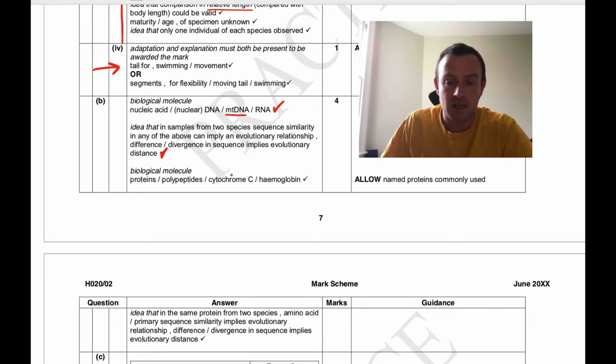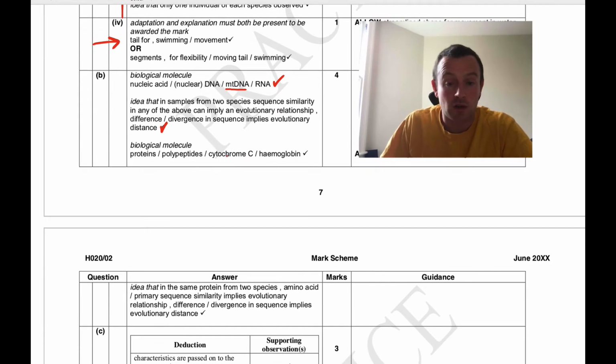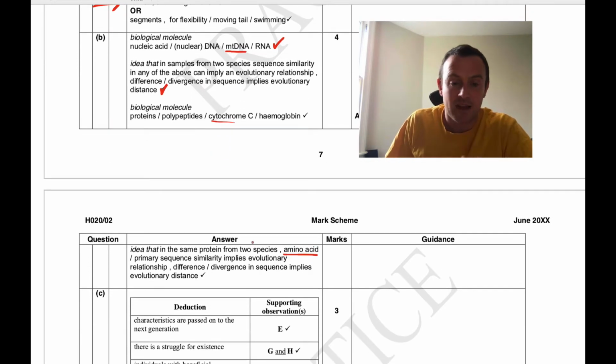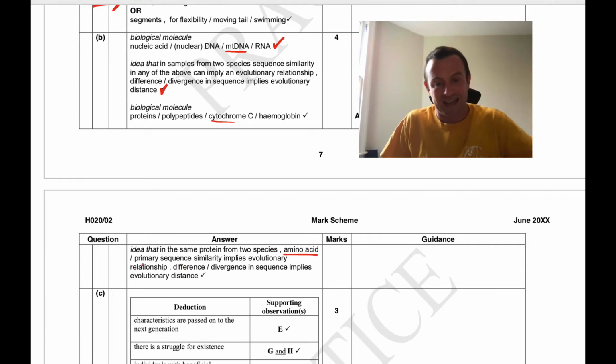And then for the proteins, you could have given an example of hemoglobin or cytochrome C. Many of you talked about that. Well done. And again, it's the amino acid sequence down here. You had to say that. Or you could have said the primary structure, because primary structure is the sequence of amino acids. Tertiary structure and stuff like that, no, that's not what you want to talk about. It's the amino acid sequence, or the primary sequence, or primary structure.